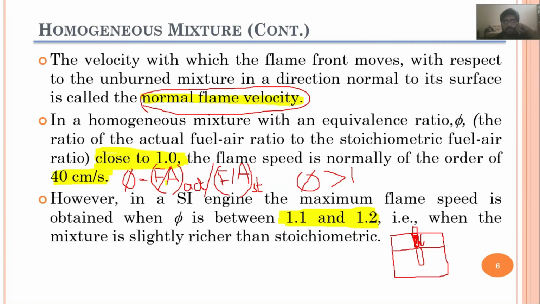Here you can see the equivalence ratio is the ratio between the actual fuel air ratio and the stoichiometric fuel air ratio, and when we have an equivalence ratio of 1, we have a stoichiometric mixture. I have already concluded this point here. When the mixture is slightly richer than stoichiometric, we can have an equivalence ratio of 1.1 to 1.2.